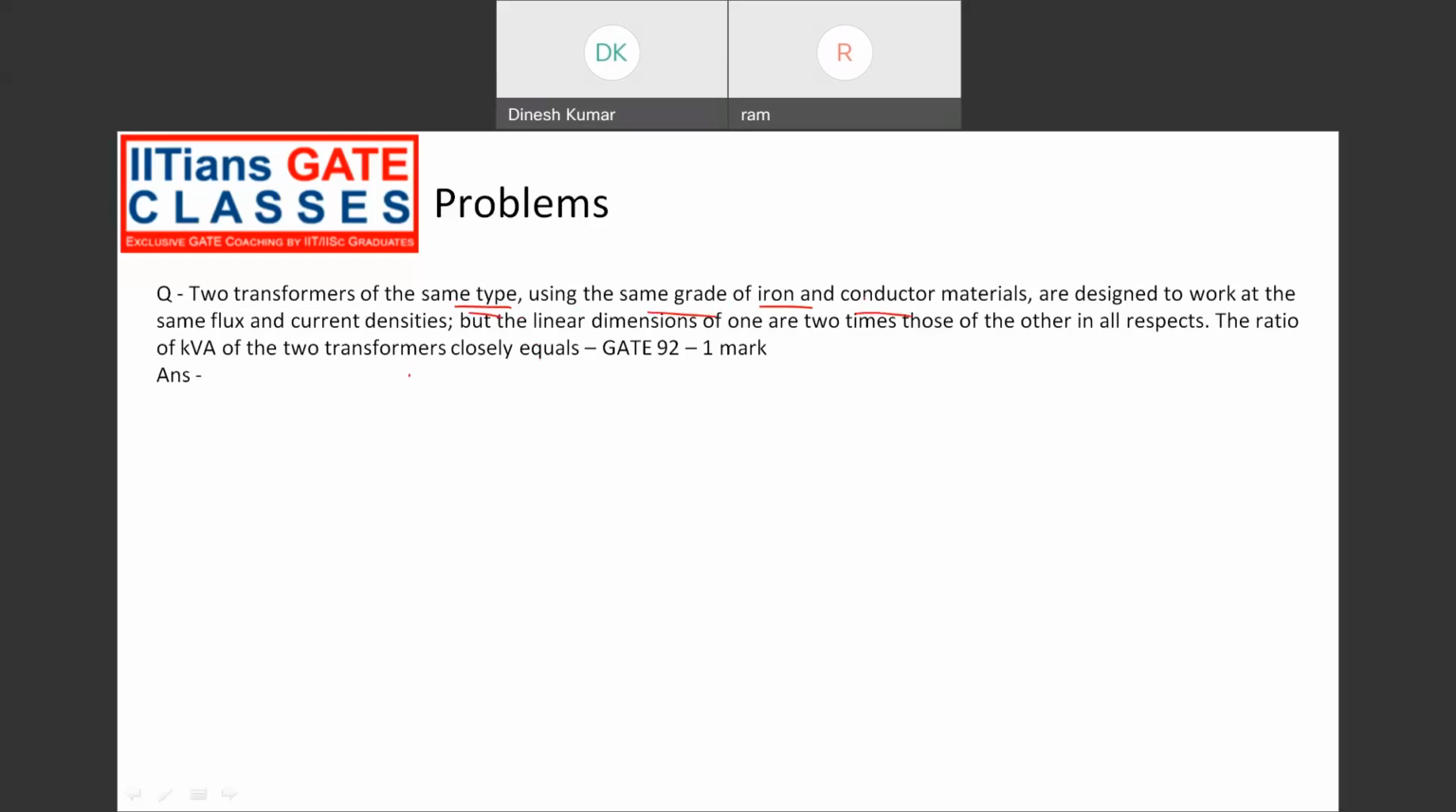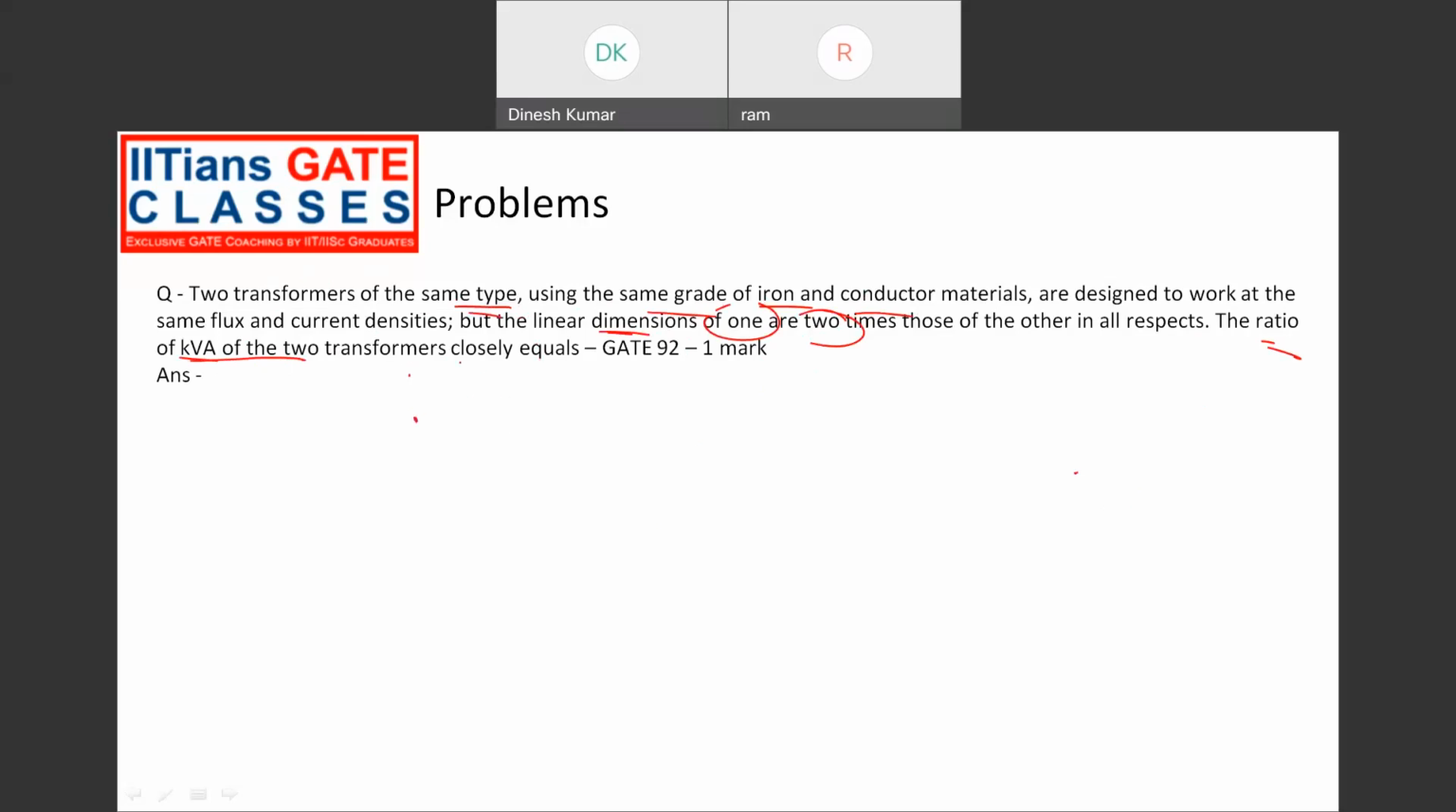are designed to work at the same flux and current densities, but the linear dimensions of one transformer are two times that of the other in all respects. Now they're asking us to find out the ratio of kVA of the two transformers, closely equal to.